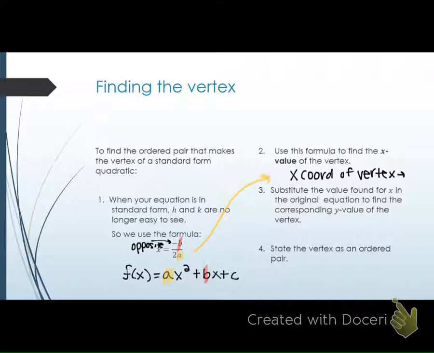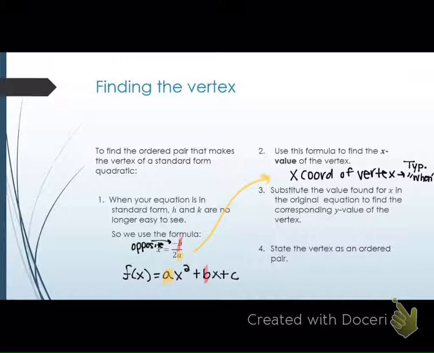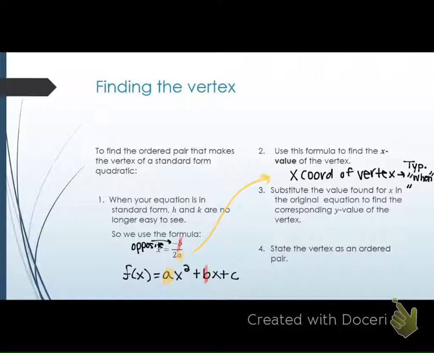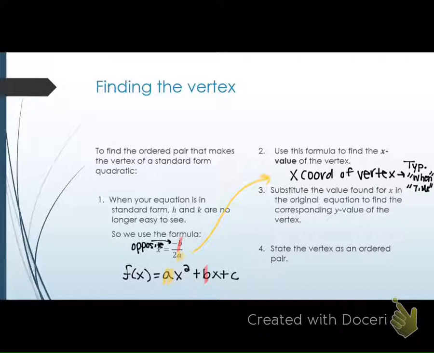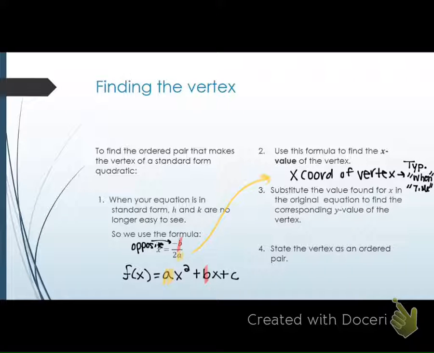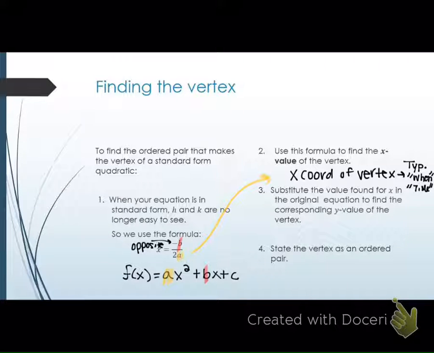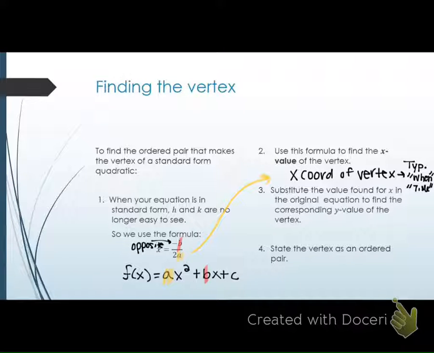Remember that, one word. Guys, the x coordinate of the vertex is typically your when, your time. So if you find the x coordinate, you've typically found the time. Not always, sometimes it's the horizontal distance, but it's your when typically. It is your x coordinate.